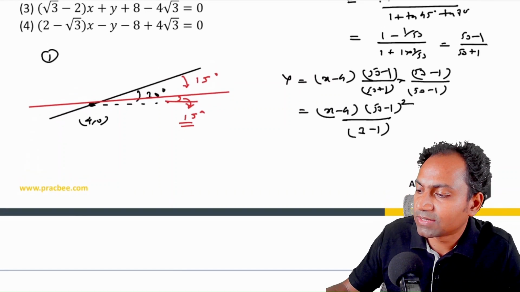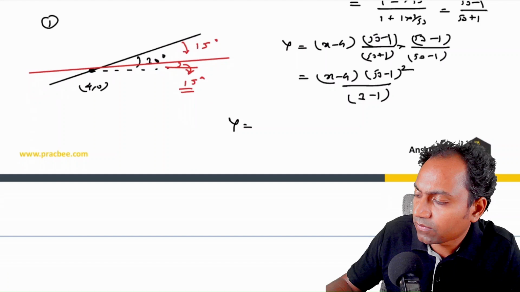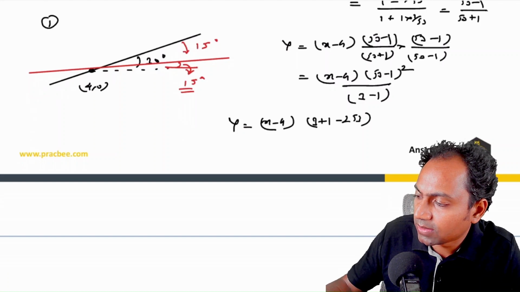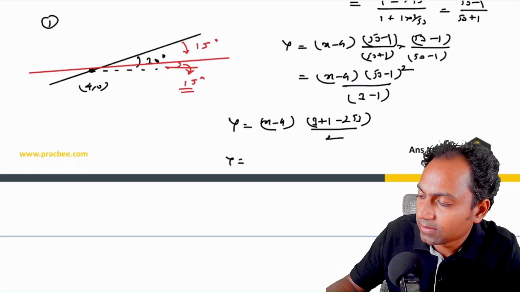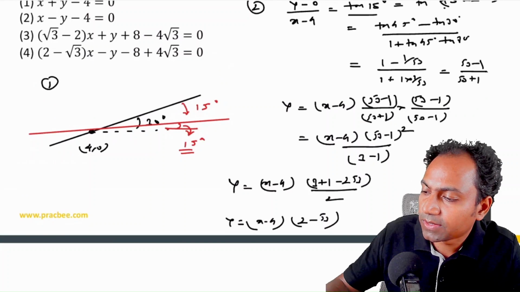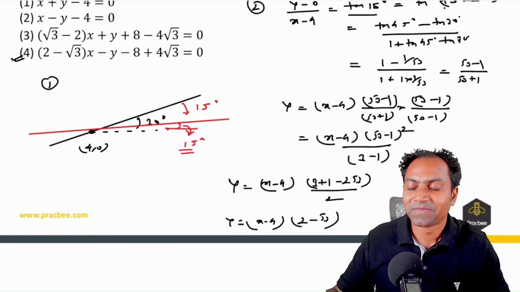Now if I simplify this, let us see what do I get. So now if I want to further simplify, it is (x minus 4). This becomes 3 plus 1 minus 2 root 3. This becomes 2. You can see that this 2 is getting cancelled. This will become 2 minus root 3. Now let us check the options. You can see that the option number 4 is getting satisfied, which becomes the answer to this question.